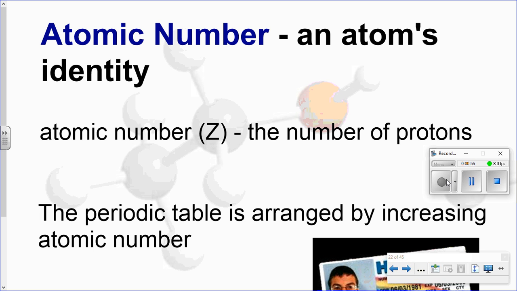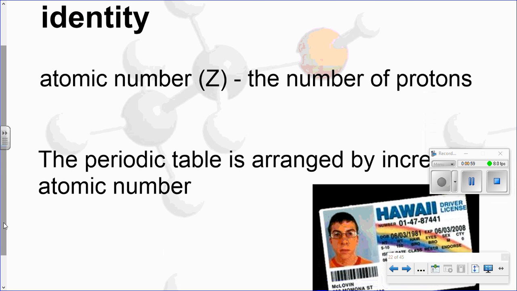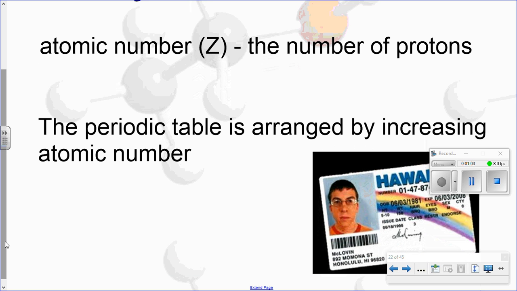So what is the atomic number? It's the number of protons. The number of protons actually means everything. You'll notice I put McLovin down here. It's an older movie now, but McLovin is the identity. So an atom's identity is the number of protons. If you want carbon, you're going to get 6 protons. If you say, I want some heavy carbon, you're still going to get 6 protons.